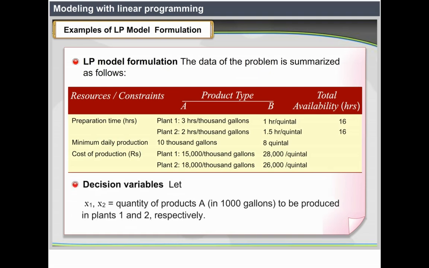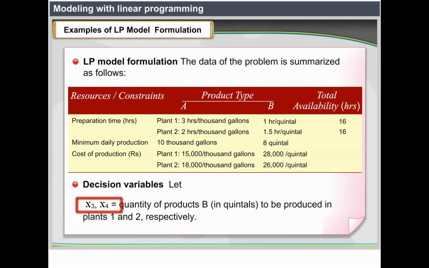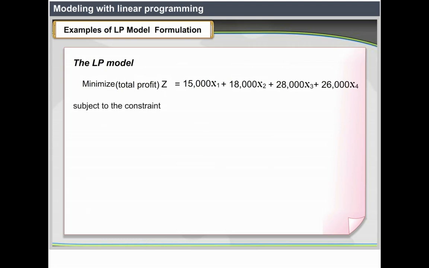Decision variables. Let x1, x2 equal the quantity of product A in 1000 gallons to be produced in plants 1 and 2 respectively. x3, x4 equal the quantity of product B in quintals to be produced in plants 1 and 2 respectively. The linear programming model. Minimize total cost z equal to 15,000 x1 plus 18,000 x2 plus 28,000 x3 plus 26,000 x4. Subject to the constraints.